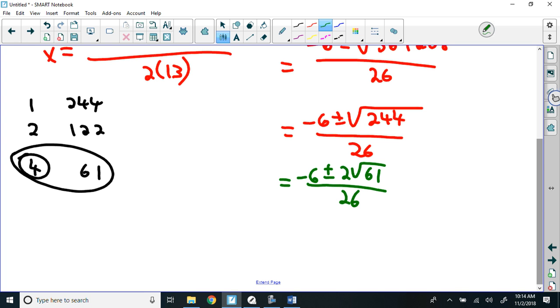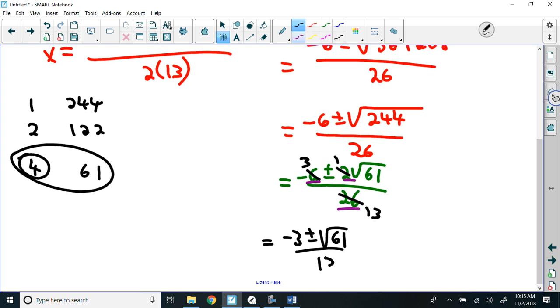Anyway, what I'm getting at is this 26, this 6, and this 2 are all divisible by 2, so we're going to cross cancel that. The 26 is going to turn into a 13, the 6 is going to turn into a 3, the 2 turns into a 1. So our answer is negative 3 plus or minus the square root of 61 all over 13.